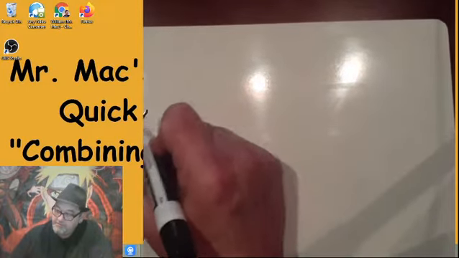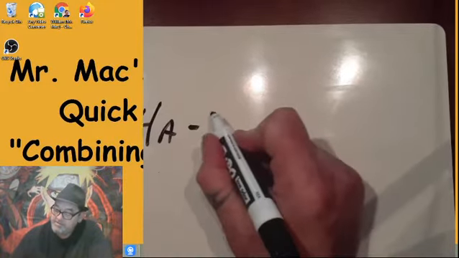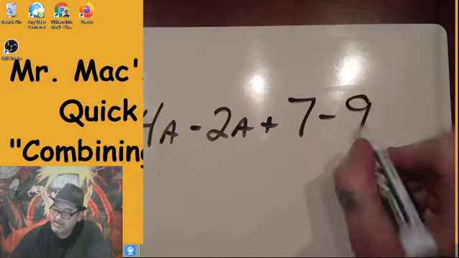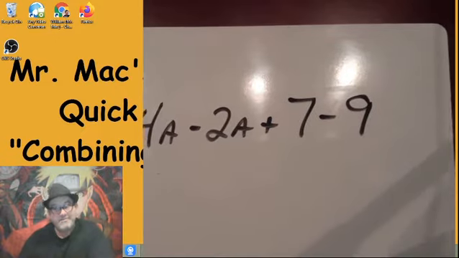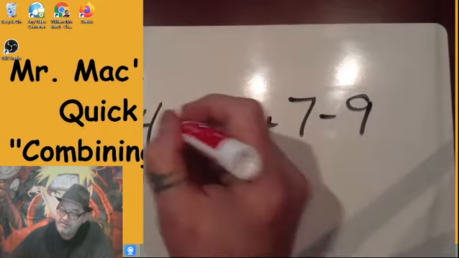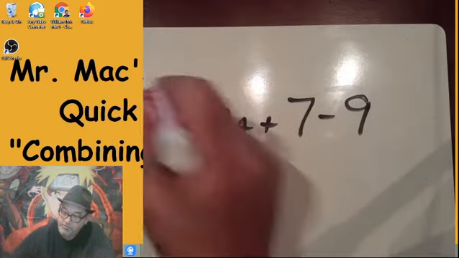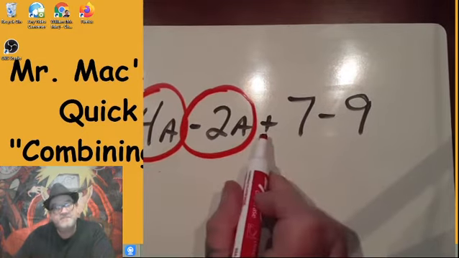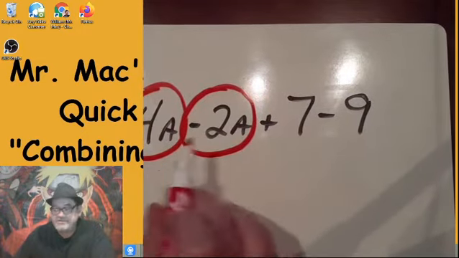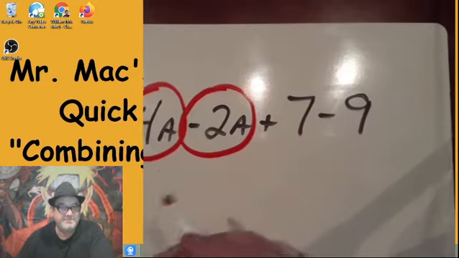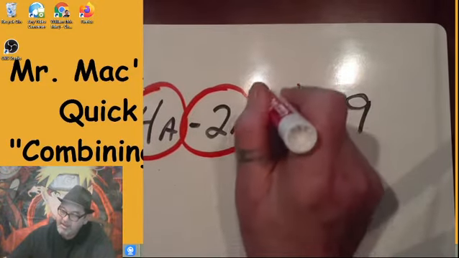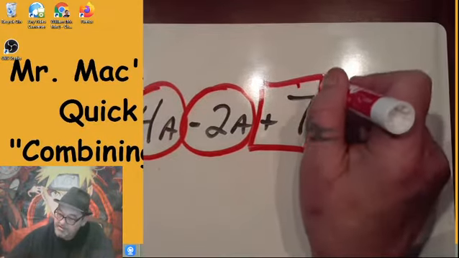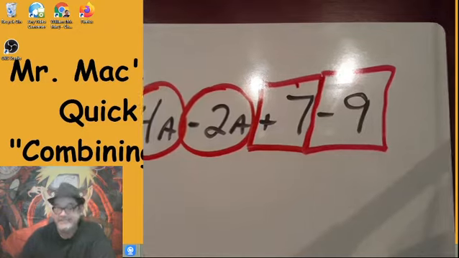Let's go with 4a minus 2a plus 7 minus 9. Again, I want to combine terms that are alike. Here I have positive 4a, and here I have negative 2a. Now these signs are not addition, subtraction. These signs are telling you, is it positive or negative? So this is positive 7. It's a different term now. These are a's, these are regular numbers, and here I have negative 9.